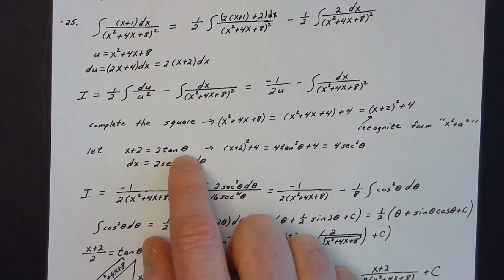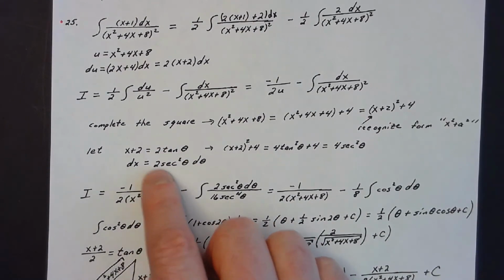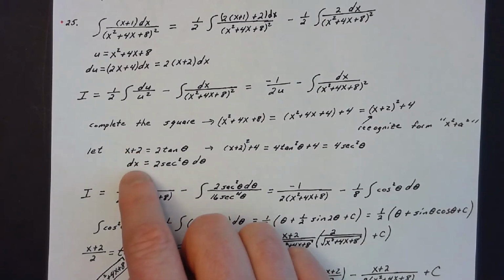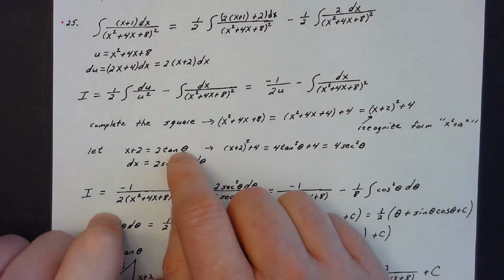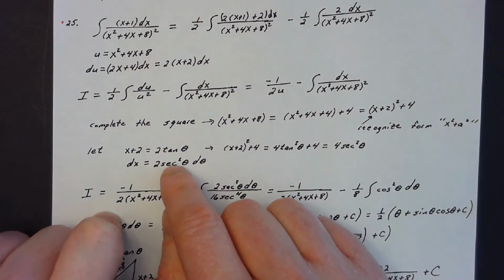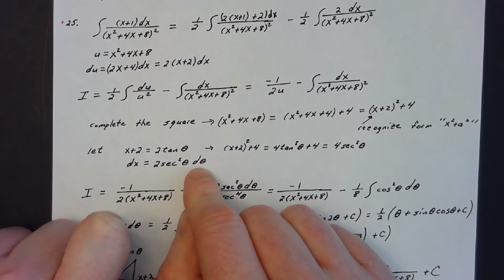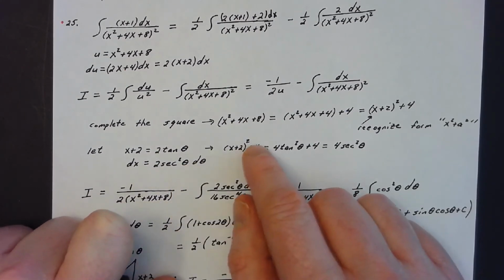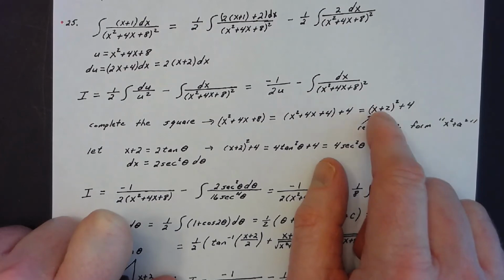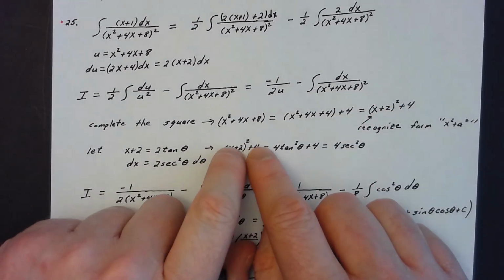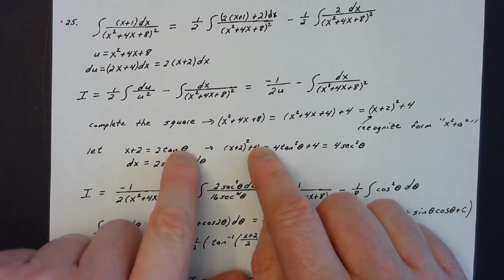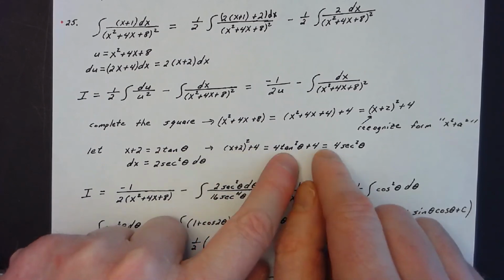We'll have 2 tangent theta, dx, and again, remember the derivative of x plus 2 is the same thing as the derivative of x. It's dx. Derivative of any constant is 0. I move to the right hand side, derivative of tangent is secant squared. I get 2 secant squared theta d theta. So then that group that's in the denominator, that x plus 2 squared plus 4, we know that x plus 2 is 2 tangent theta, so this is going to be 4 tangent squared theta plus 4.